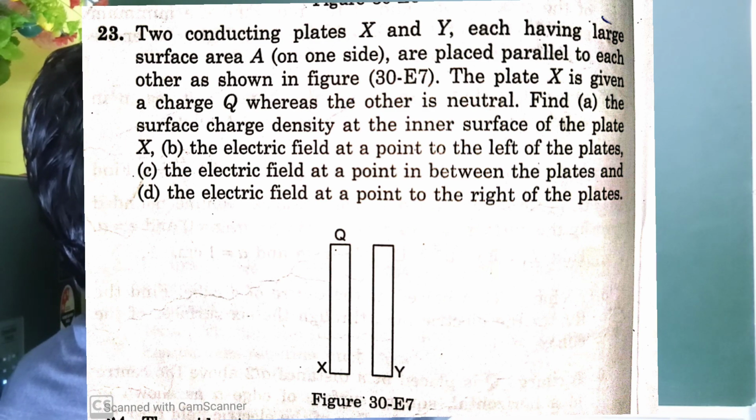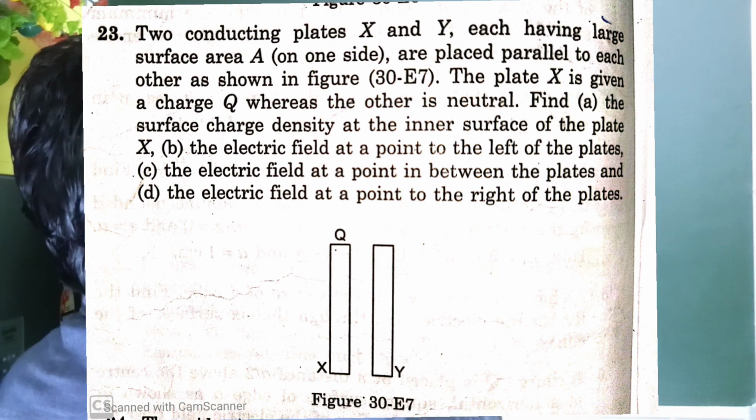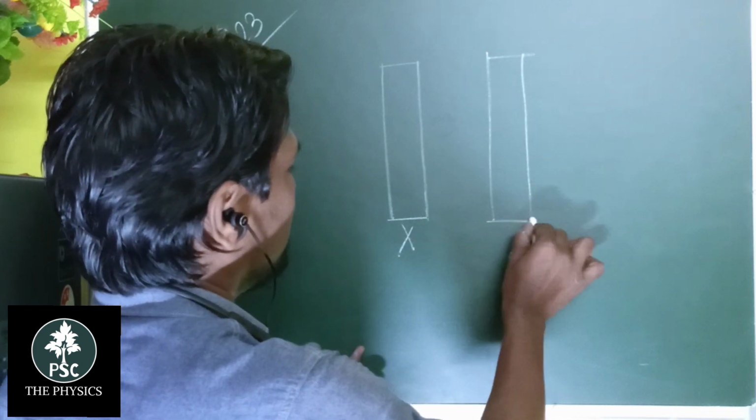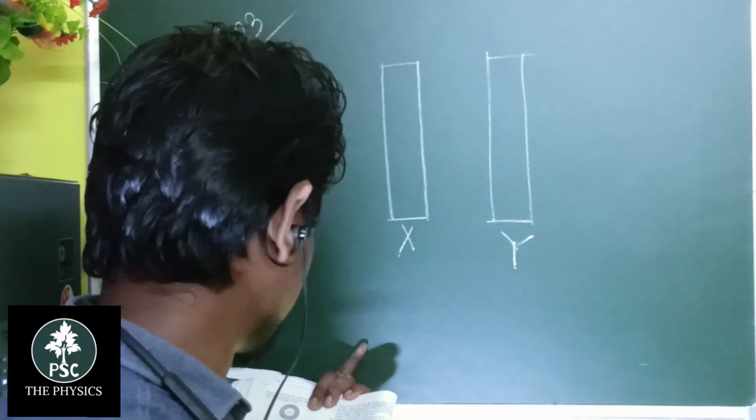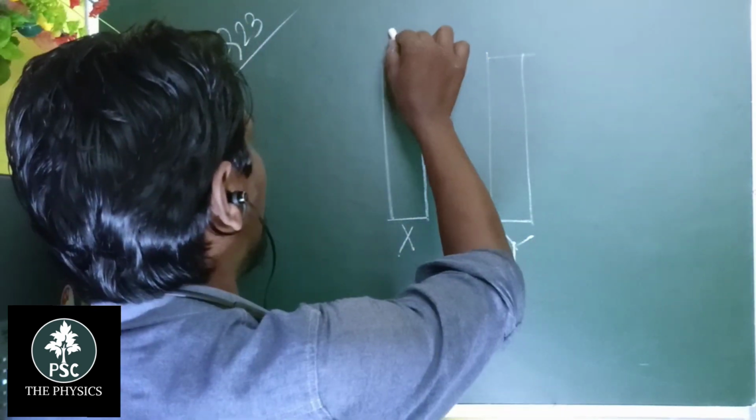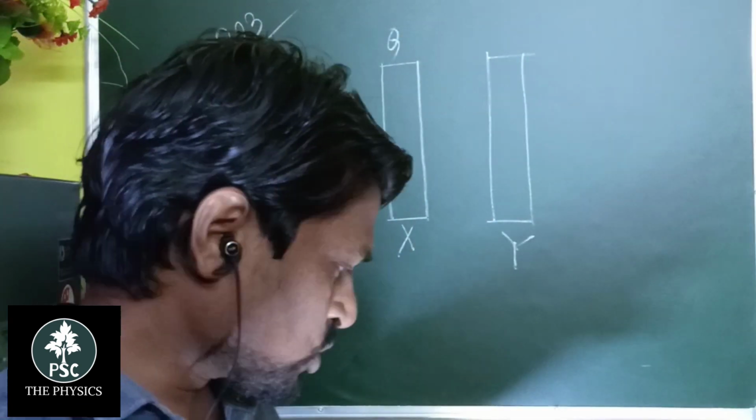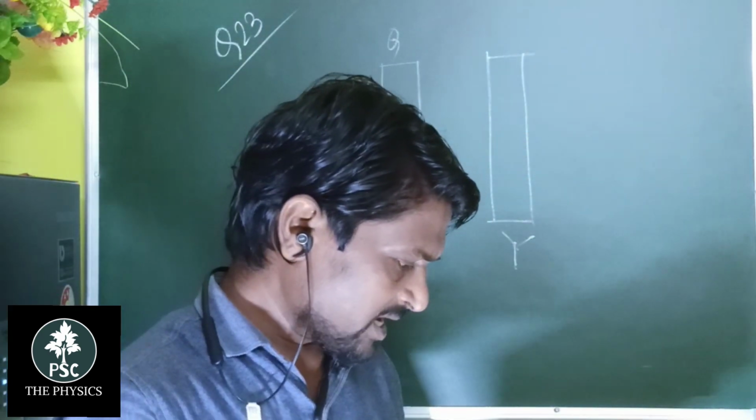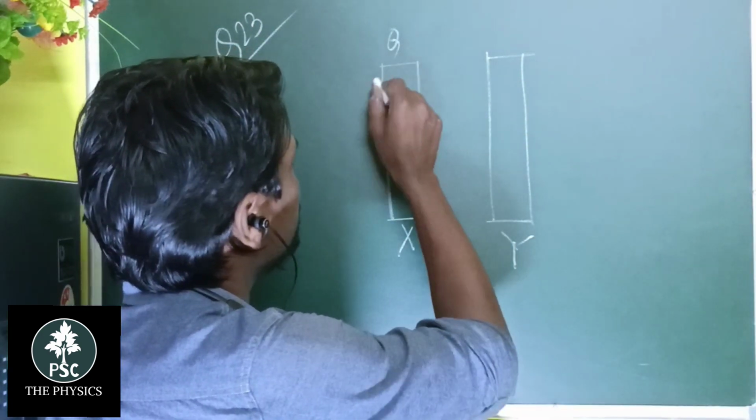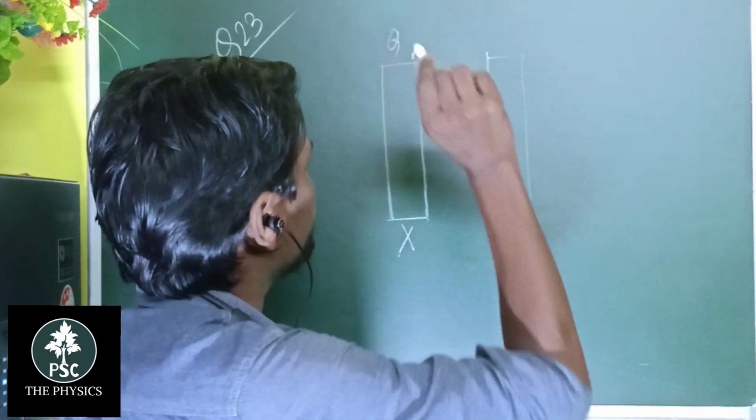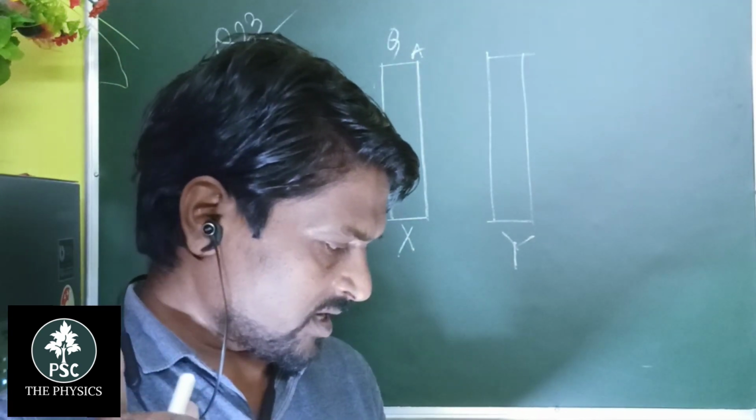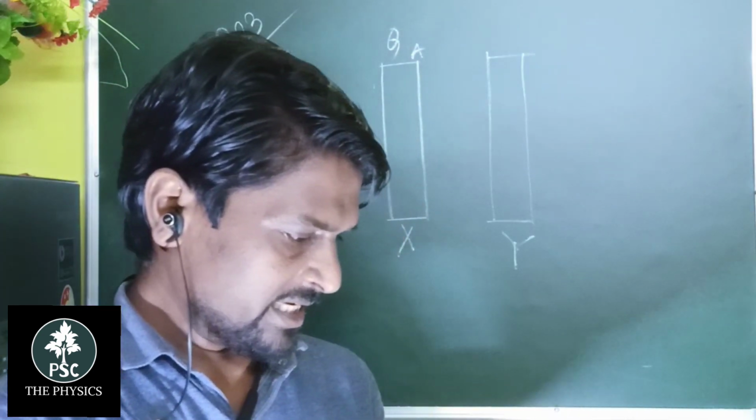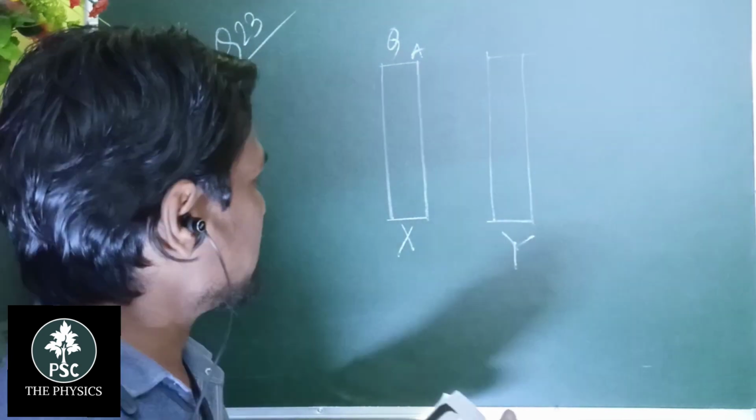This is a plate, and this plate is X, and another plate is given just side by side, and Q amount of charge is given to X. So two conducting plates X and Y, each having a surface area A. The surface area of this plate is A, each having surface area A on one side.